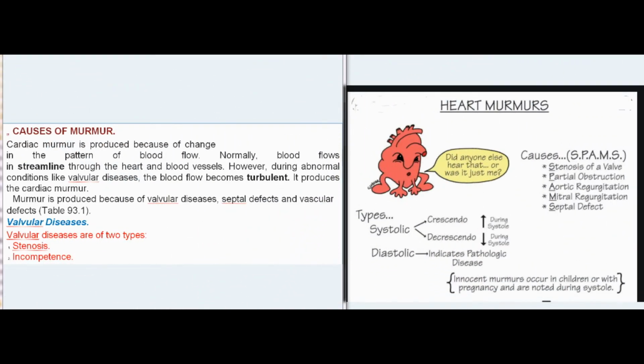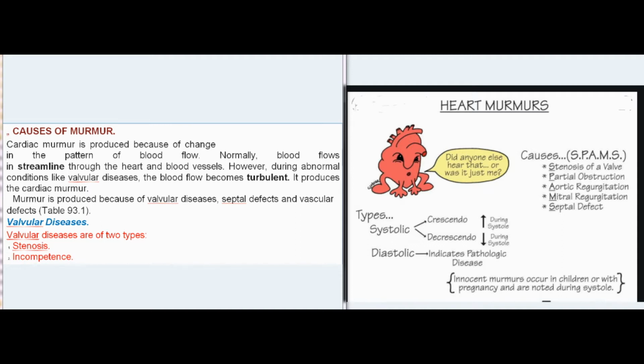Causes of murmur. Cardiac murmur is produced because of change in the pattern of blood flow. Normally, blood flows in streamline through the heart and blood vessels. However, during abnormal conditions like valvular diseases, the blood flow becomes turbulent. It produces the cardiac murmur. Murmur is produced because of valvular diseases, septal defects, and vascular defects, Table 93.1.